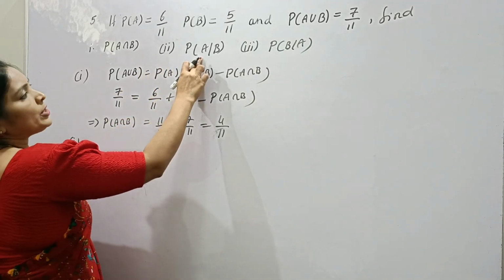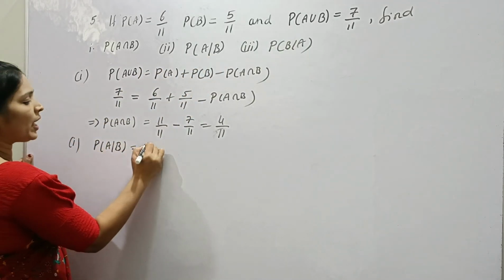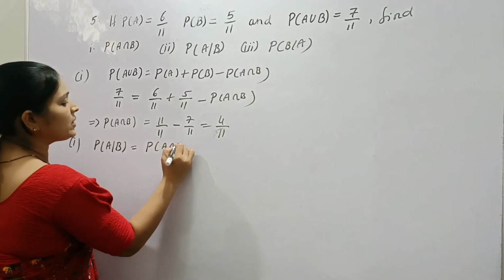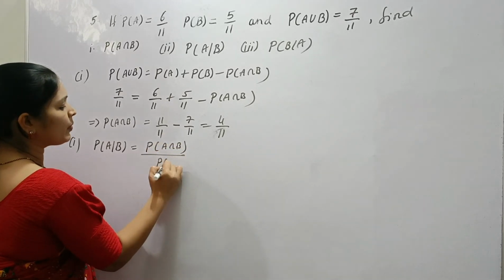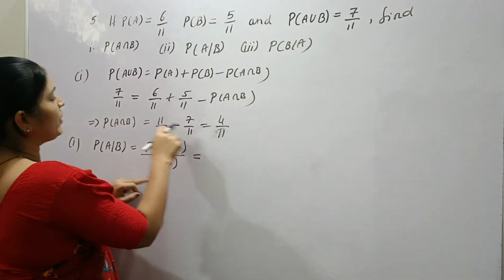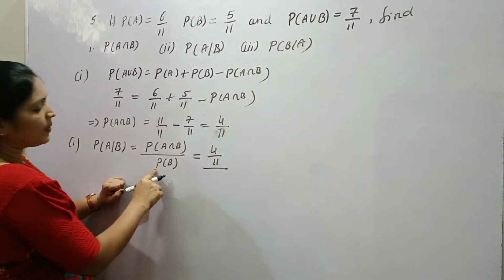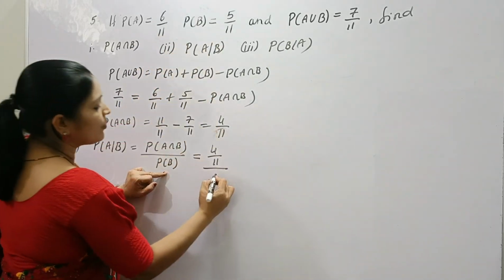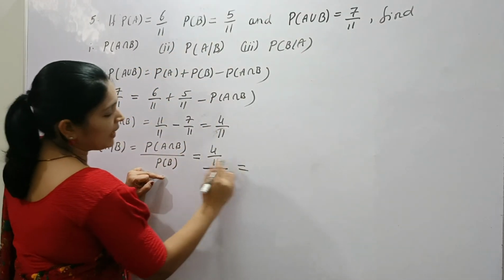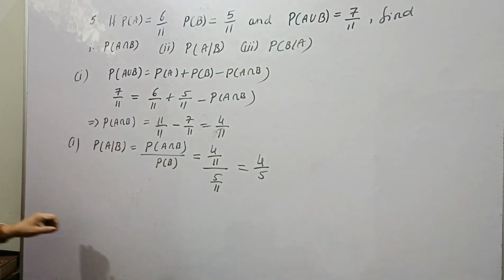So next, the second one, we have to find probability of A given B. Probability of A given B formula is probability of A intersection B divided by probability of B. That is equal to probability of A intersection B we have found, that is 4 by 11, divided by probability of B which is given as 5 divided by 11. 11 cancelled. So it is 4 by 5.